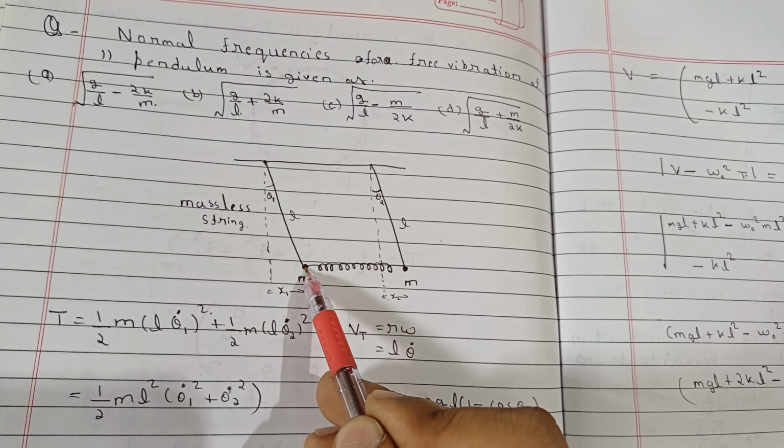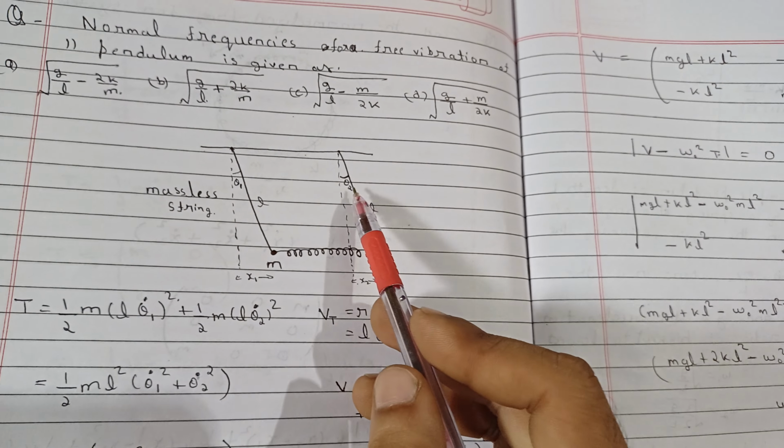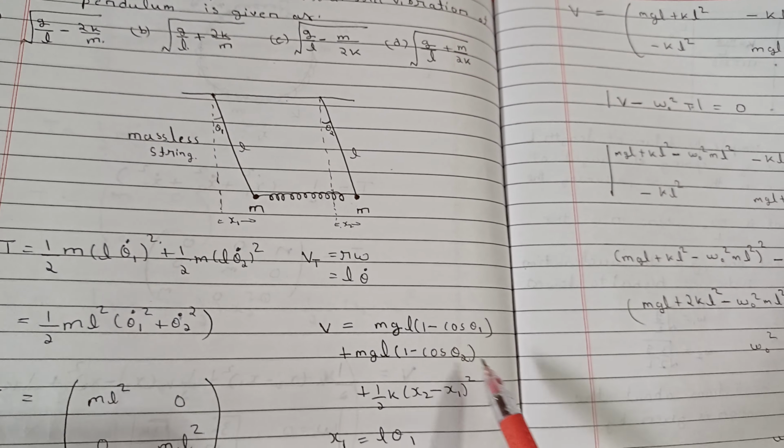So the first potential energy is due to this height, that will be m g times L minus L cos theta 1, which will give you this value. Plus for this one it will be m g times L minus L cos theta 2.